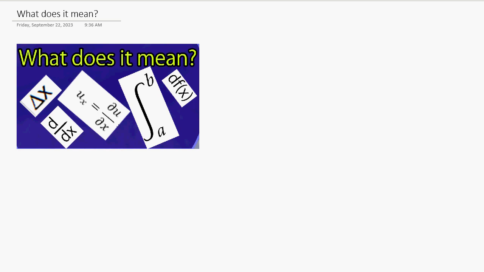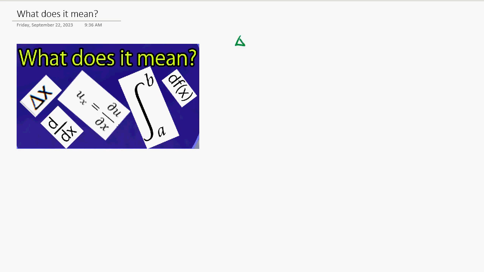Hello, everybody. Today I'll spend some time explaining the meaning of this mathematics notation, these symbols. When you learn calculus, the textbook doesn't explain them very well. Now we are going to clarify the meaning of everything you encounter in calculus.